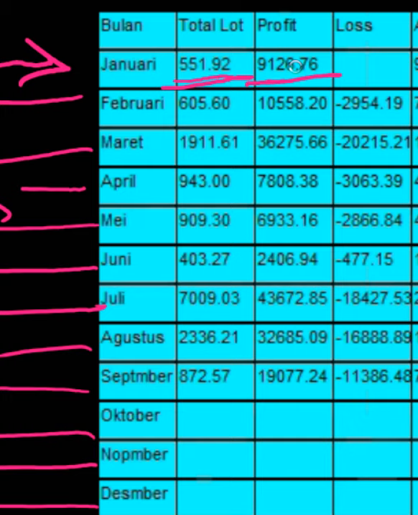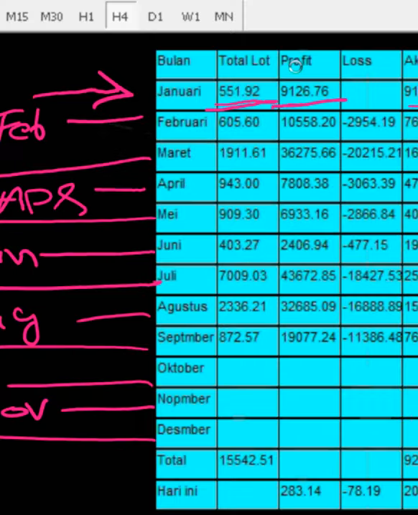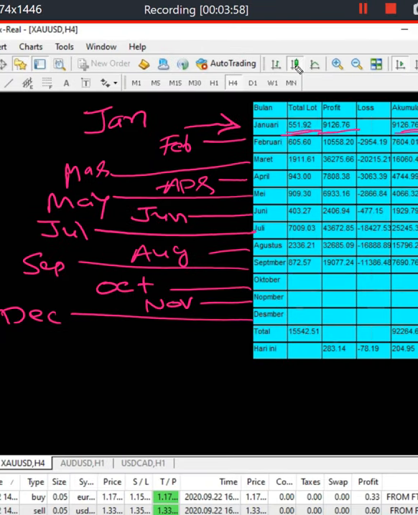Here you can see the lot size is given, the profit and loss is given, and the net profit is also given. And as you can see, with this investor ID and password account, there is not a single month in loss, and almost $10,000 profit is achieved in a month. So this is the complete analysis.